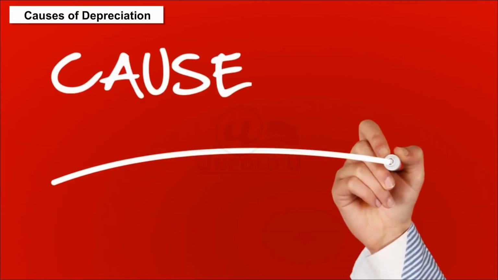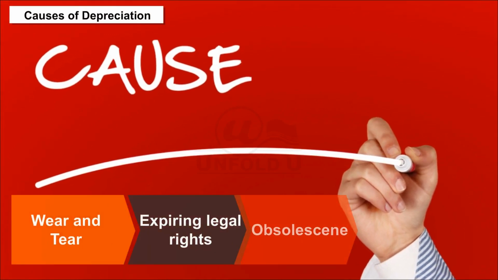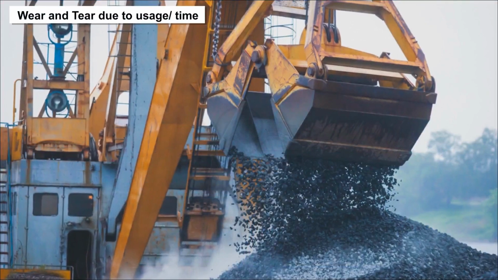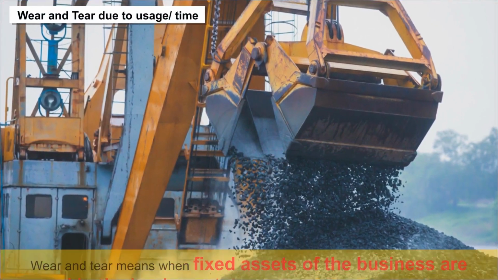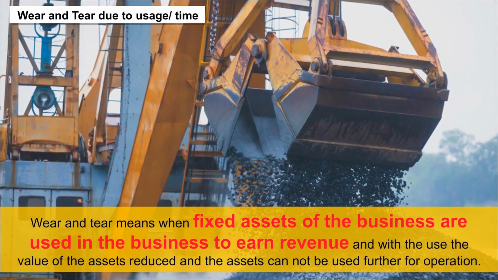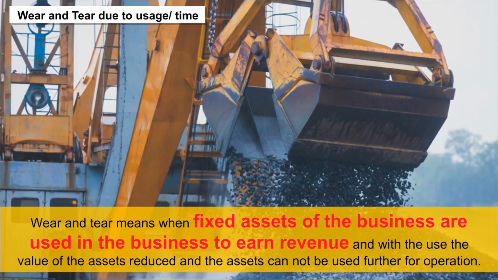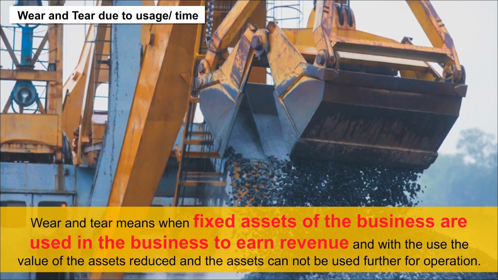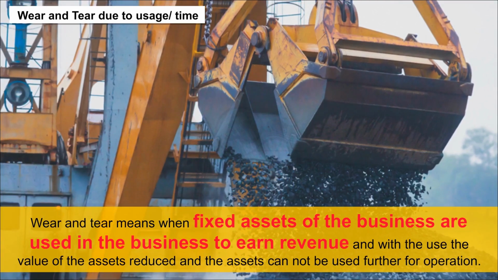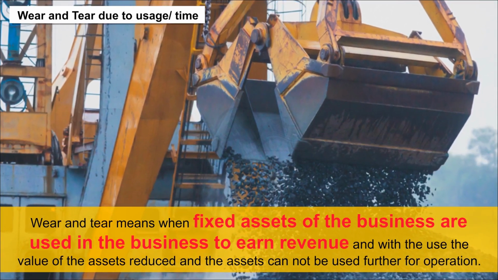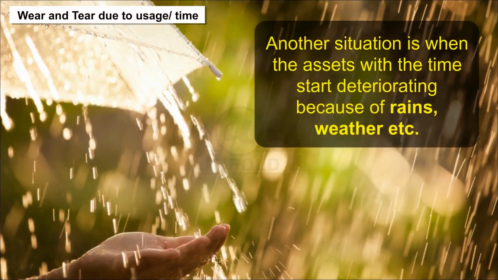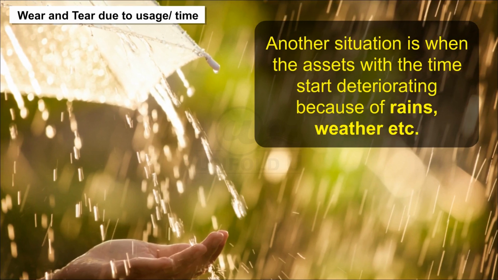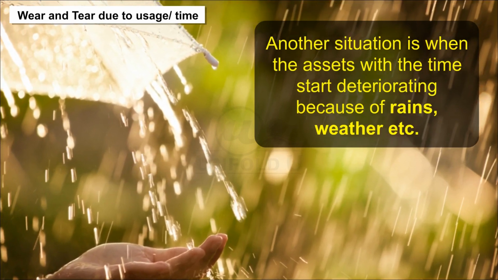Causes of depreciation. There are various reasons due to which we charge depreciation. Wear and tear due to usage or time. Wear and tear means when fixed assets of the business are used in the business to earn revenue, and with the use the value of the assets reduces and the assets cannot be used further for operation. Another situation is when the assets with time start deteriorating because of rains, weather, etc.